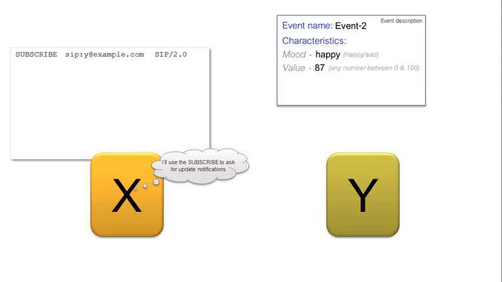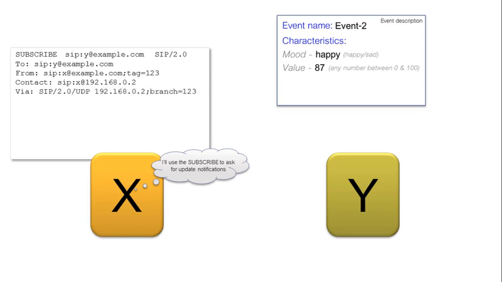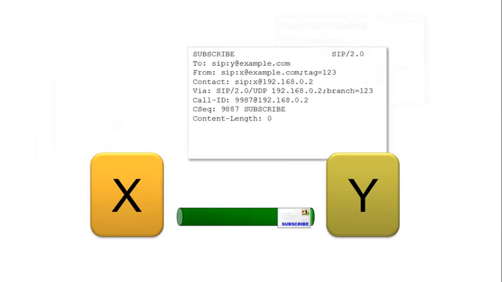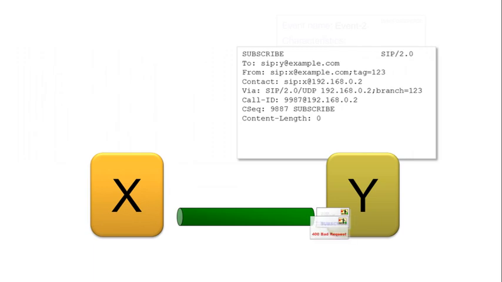Accordingly, he addresses the request to Y and adds all the regular SIP headers we know and love. To Y, from X, X's contact address, so Y will know where to route subsequent requests, particularly the NOTIFY requests. X's Via, so Y knows where to route responses, and a Call-ID and CSeq for identification and sequencing. There's no message body, so Content-Length is set to 0, right? Sending the SUBSCRIBE. A moment later, X is surprised and somewhat disappointed to receive a 400 Bad Request response.